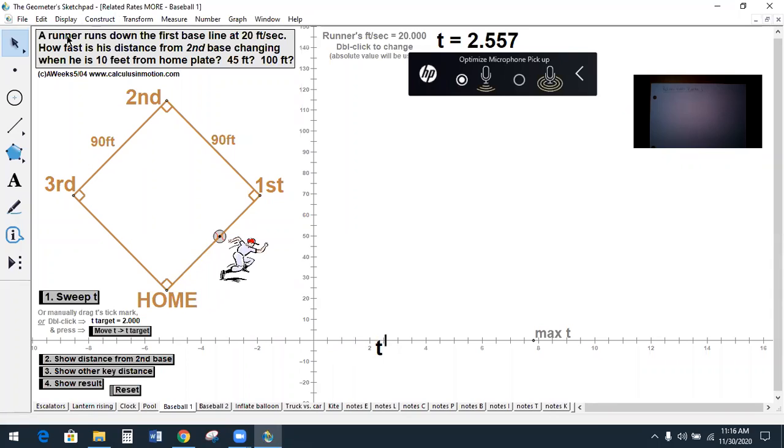screen there. Okay, anyway, he's running down the first baseline from home to first, 20 feet per second. How fast is his distance from second base changing? So even though he's running towards first, his distance from second is also changing because he's running. When he is 10 feet from home plate, and we won't do the other questions again, we're just going to do the problem once. And also notice for the baseball diamond, the bases are 90 feet apart from each other. They call it a baseball diamond, but it's actually mathematically a square. It's a baseball square. So 90 feet on one side, he's running from home to first.